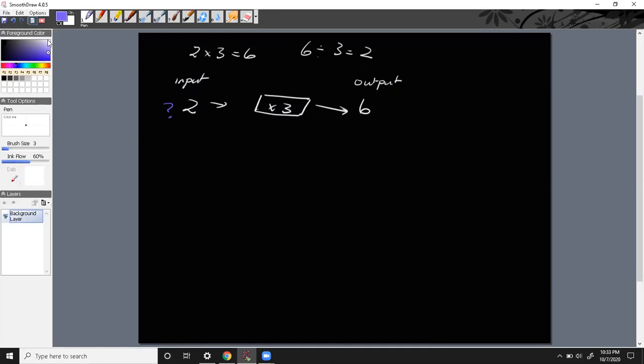And so what we do is we work backwards. So 6, and then it becomes obvious to students that to work backwards, to get back to the original blue value here, we must divide by 3 because it's the inverse of multiplication. So 6 divided by 3 is 2. Okay, so that's one example.